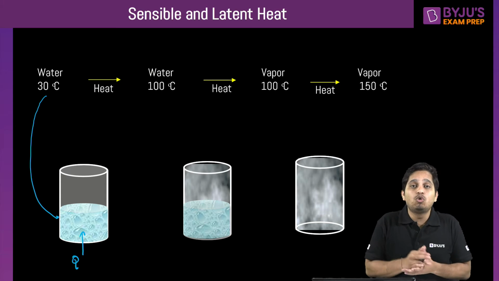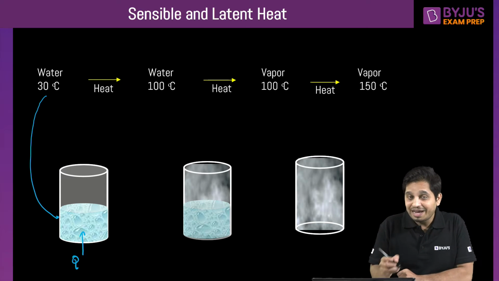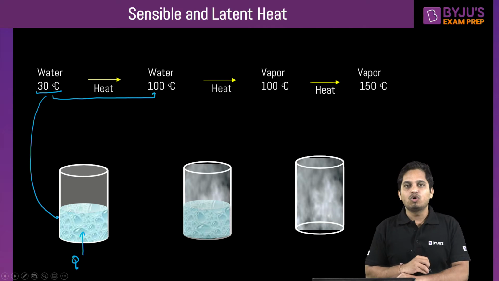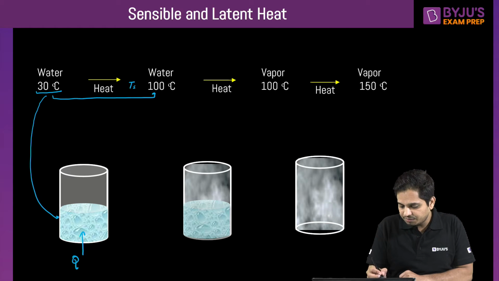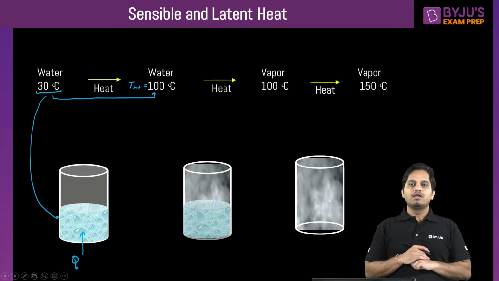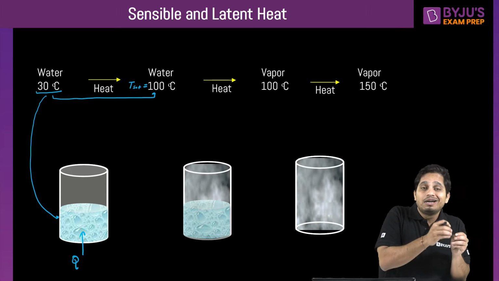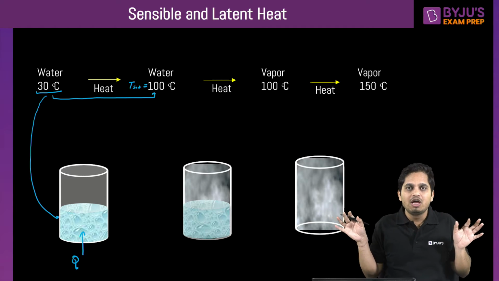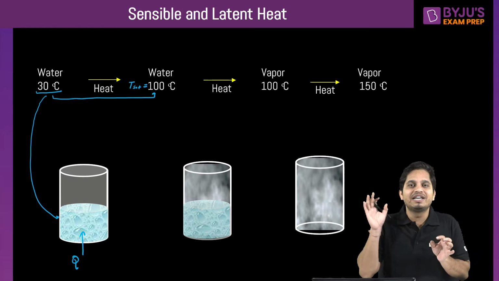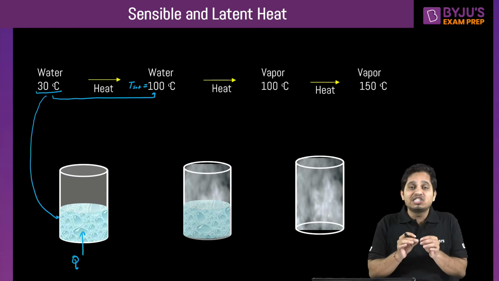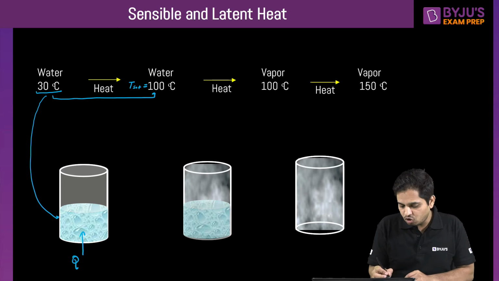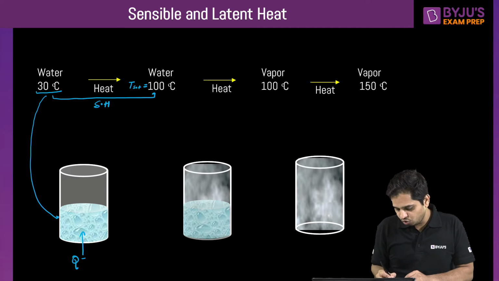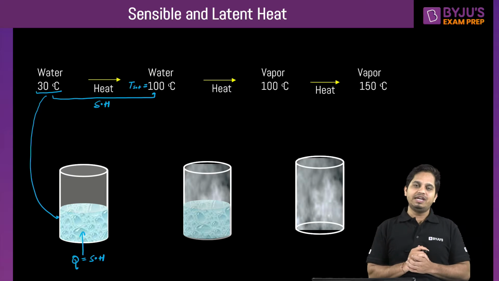So when I give some heat to water, its temperature is going to increase, as I have seen earlier, and it will reach the boiling point of water or the saturation temperature. Okay, this is the saturation temperature. So when I am giving heat, water at 30 degrees Celsius is converted into water at 100 degrees Celsius. Okay, only temperature is changing, temperature is increasing, and when the heat is transferred to change the temperature, it is called sensible heat. So this Q is equal to sensible heat.